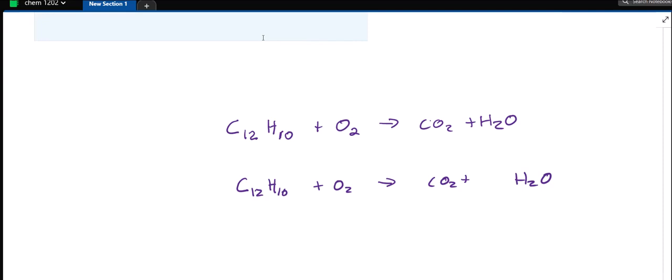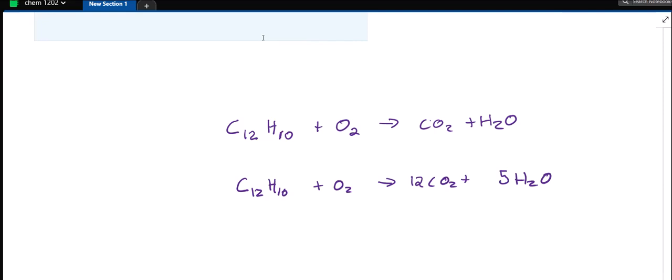I've got 12 carbons here, so I need 12 carbon dioxides. Save the oxygens for last. The reason you do that is because oxygen is in two different things over here. Now I need to balance my hydrogens. I've got 10 hydrogens, so I'll put 5 in front of the waters.